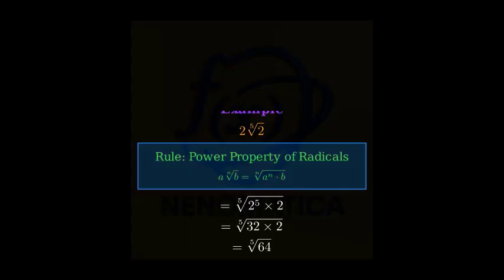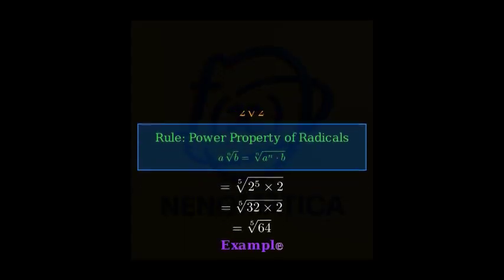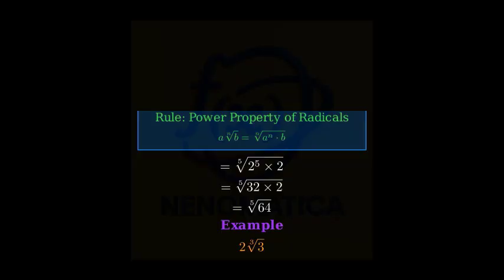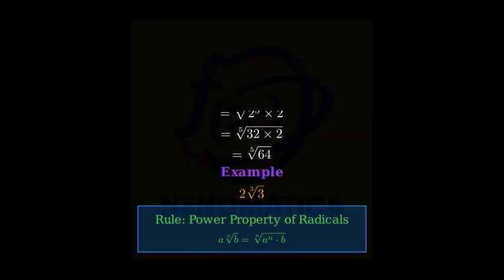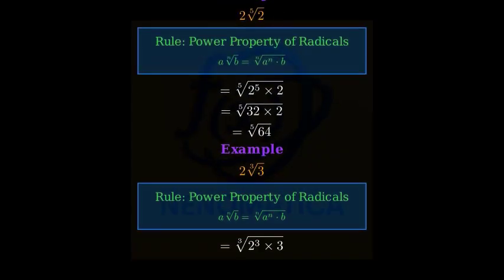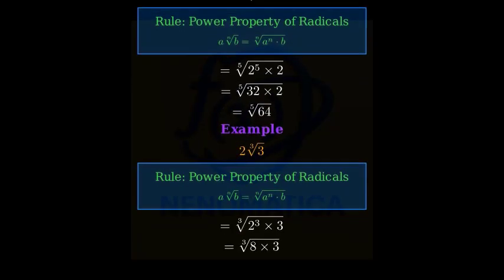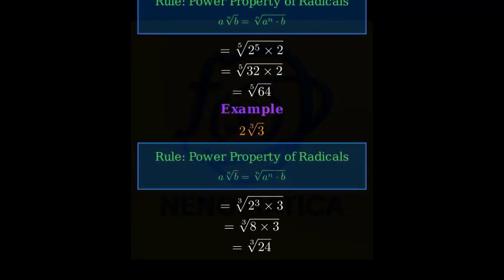Now, let's move to our second example. This time, we want to simplify the expression 2 times the cube root of 3. We'll use the same property as before. So we rewrite this as the cube root of 2 to the power of 3 times 3. Let's compute. 2 to the power of 3 is 8. So we have the cube root of 8 times 3. This simplifies to the cube root of 24, which is our final answer for the second example.